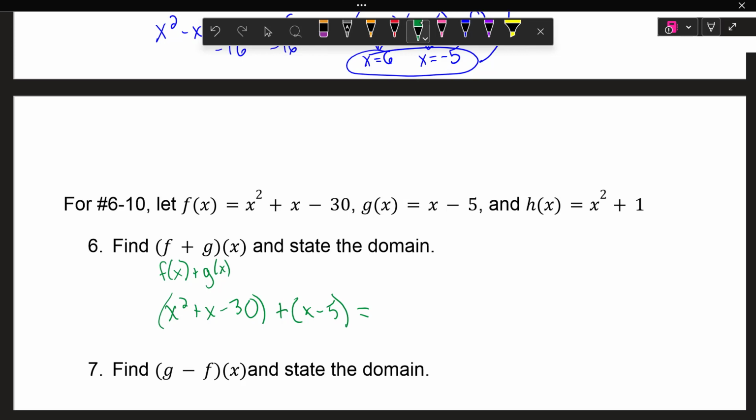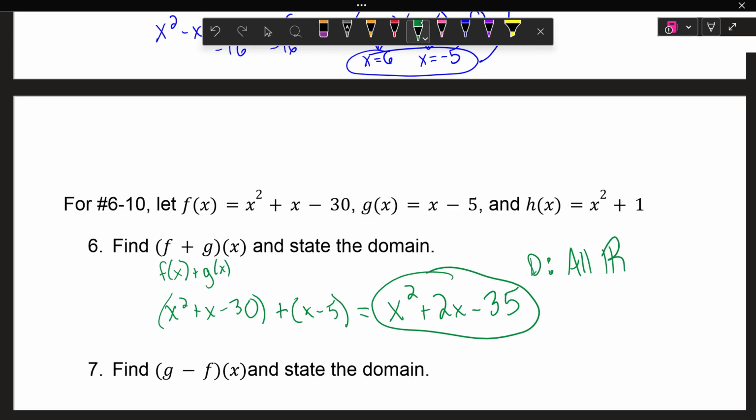So all we're doing here is adding like terms. There is no other x squared. We got x plus x, so 2x, not x squared. And negative 30 and negative 5 is a negative 35. So when we add them, that's it. Our domain, well, there's no fractions, there's no square roots, there's nothing stopping from having all real numbers. So that's our domain.